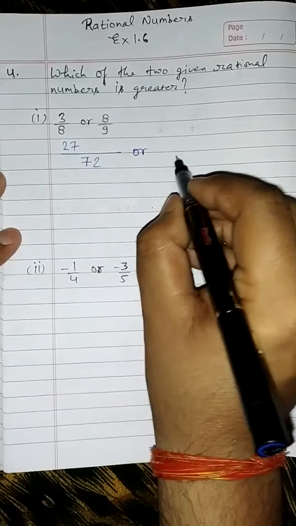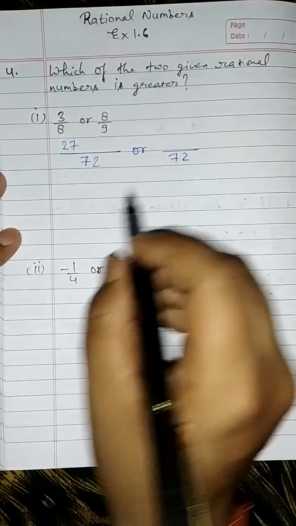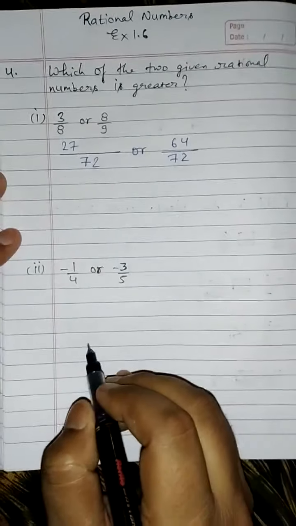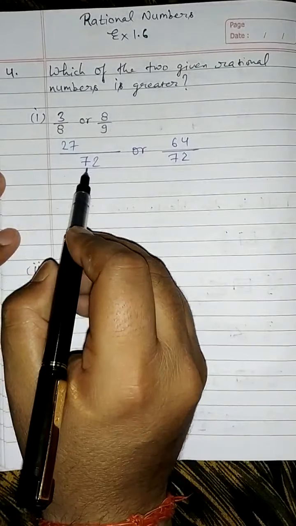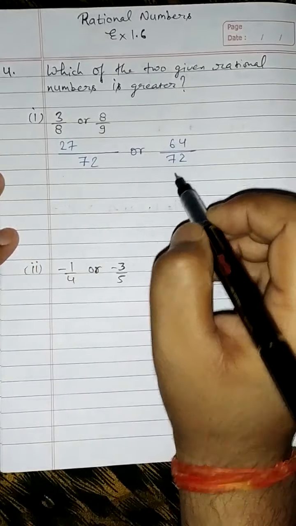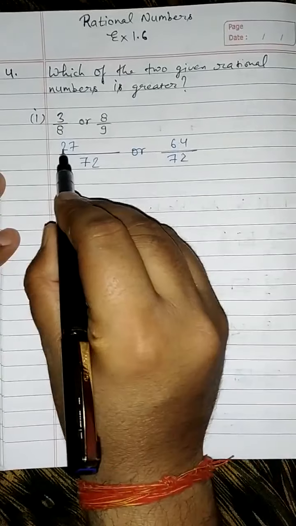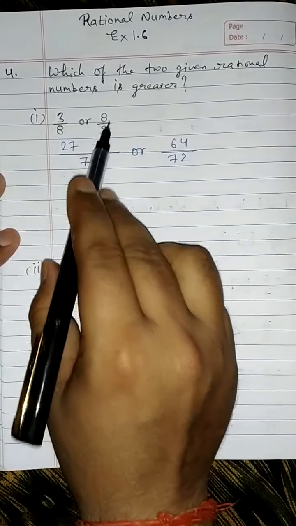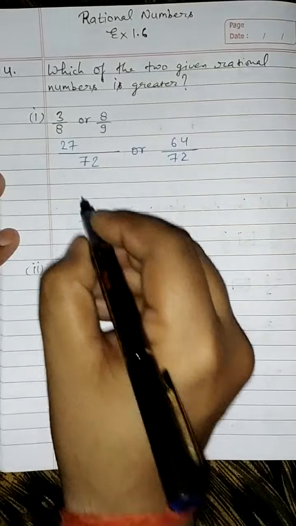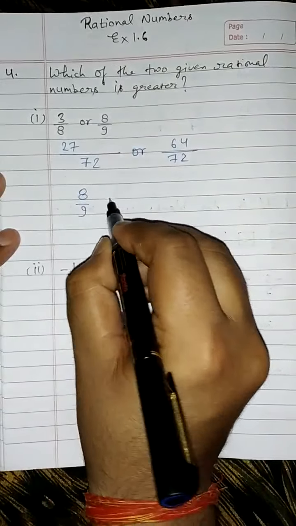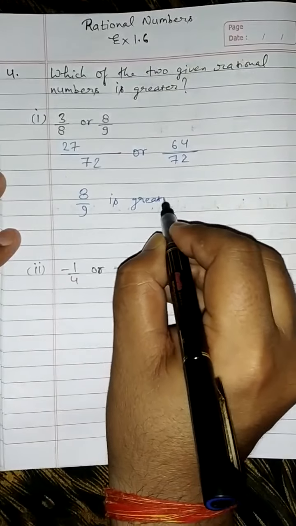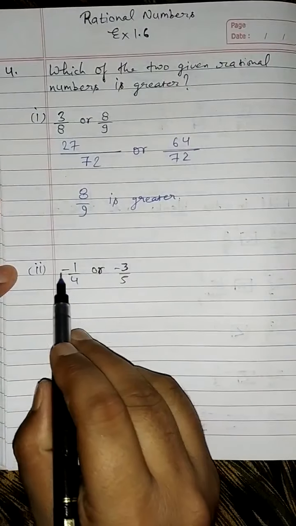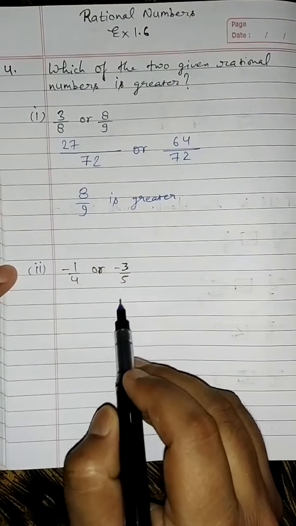And 72 divided by 9 is 8, and 8 8s is 64. So clearly we have 27 upon 72 and here 64 upon 72. So 64 is greater than 27, and 64 upon 72 represents 8 upon 9. So 8 upon 9 is greater. We will write here 8 upon 9 is greater. Okay. Now next, this is minus 1 upon 4 or minus 3 upon 5.